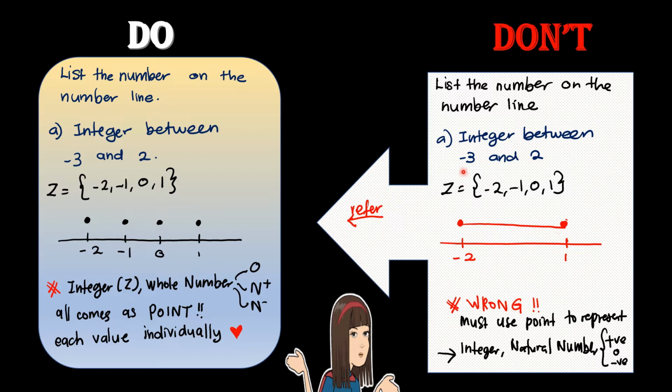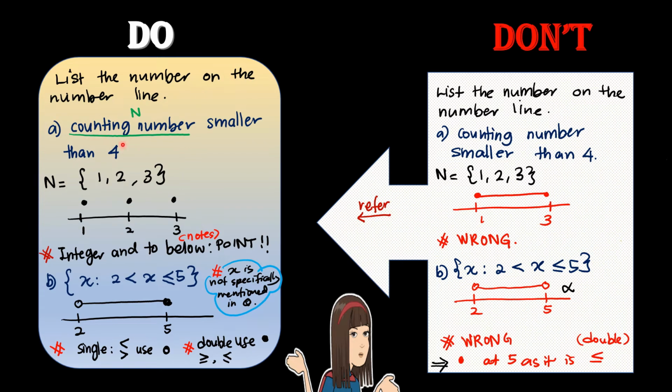If the question asks about integers, they are either 0, positive natural numbers, or negative natural numbers. The same goes if the question asks about counting numbers. Counting numbers are the natural numbers, which are under integers like just now. Smaller than 4, so our values will be 1, 2, 3. So when you draw your number line, put them as points. Don't use a line like this, because the question asks about counting numbers or n.